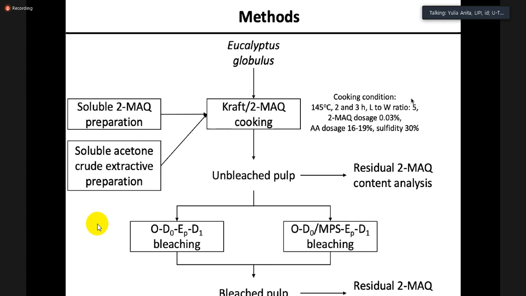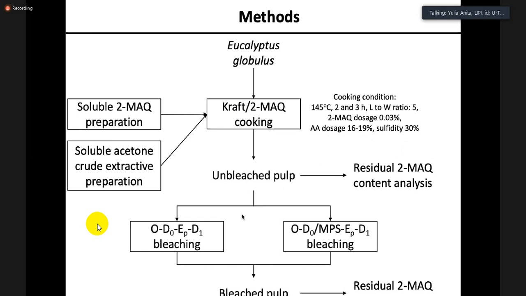The cooking condition is 145 degrees Celsius, where the cooking time is 2 or 3 hours. Liquid to wood ratio is 5. The MAQ dosage is 0.03%. The active alkali dosage ranges from 16 to 19%, with sulfidity 30%. This process resulted in the unbleached pulp.